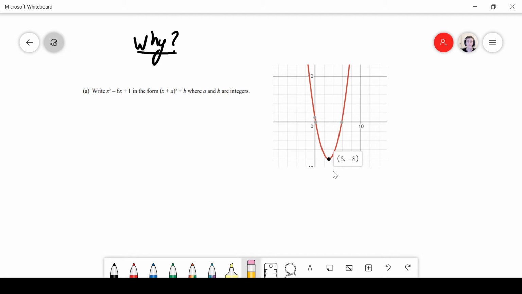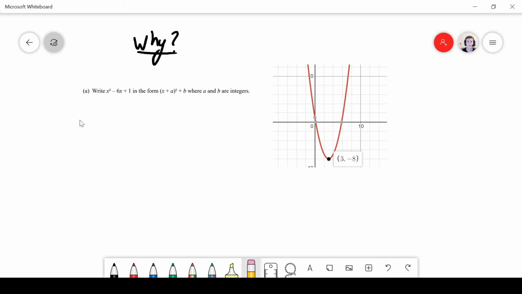So as you can see on this graph to the right, this is a graph of x squared minus 6x plus 1, or y is equal to that, sorry. And so what we're doing there is after completing the square, you're able to basically extrapolate that. You're able to get that information. So let's see how we can do that.